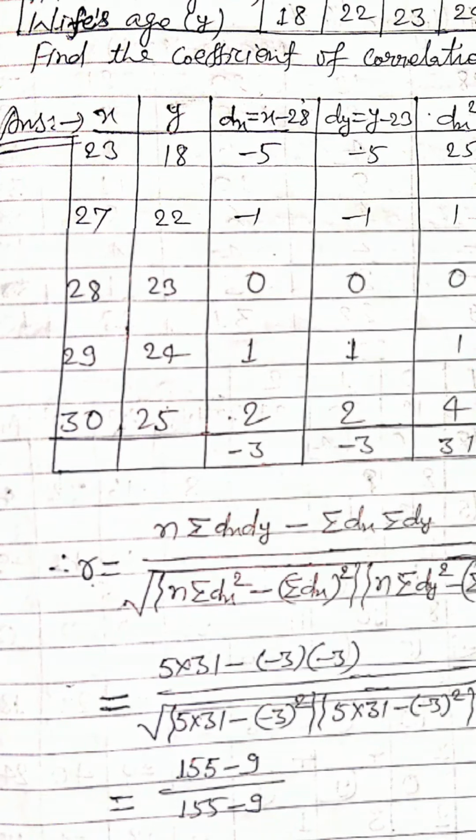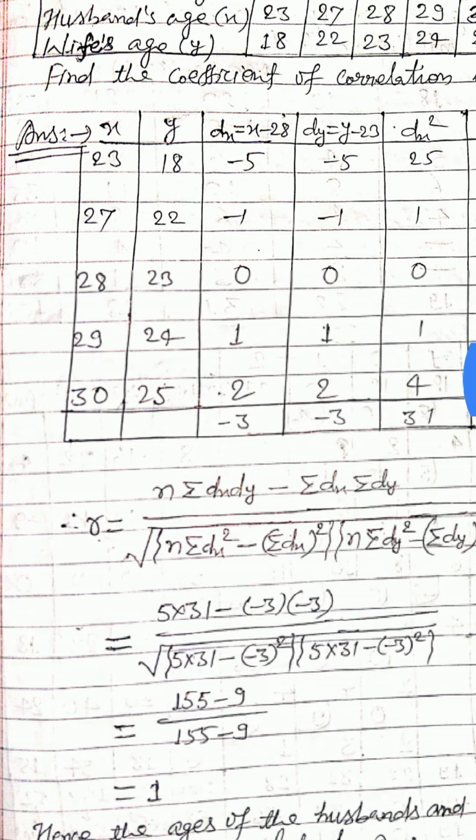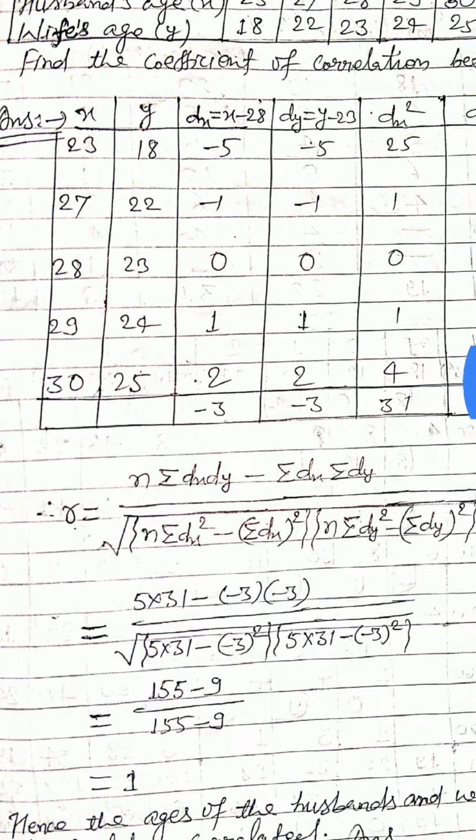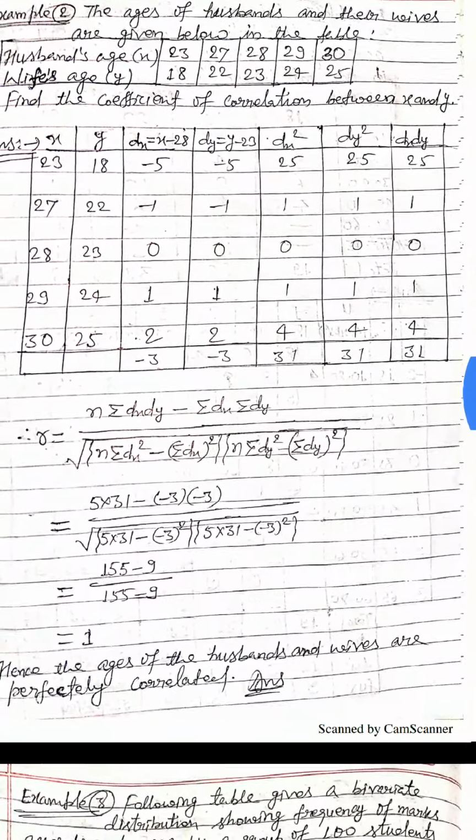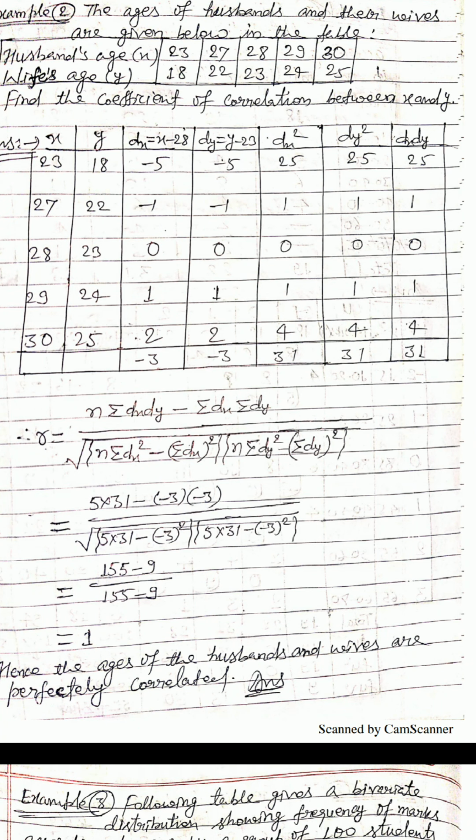And suppose there were values like 230, 270, 280, that is multiples of 10, then we divide all the entries by 10, and so on. That's why we find small dx and dy, and similarly we find dx square, dy square, and the product dx dy.